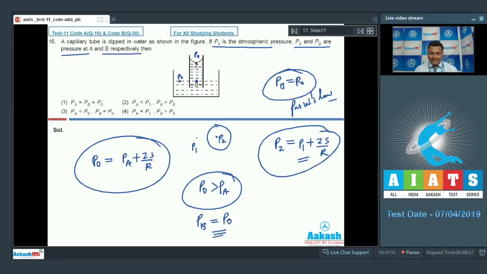And if you find the option, we can say that option number 3 is perfectly matching, where P0 is greater than PA and PB is P0. So we'll go with option number 3 only. Now move on to the next, that is 17 number.